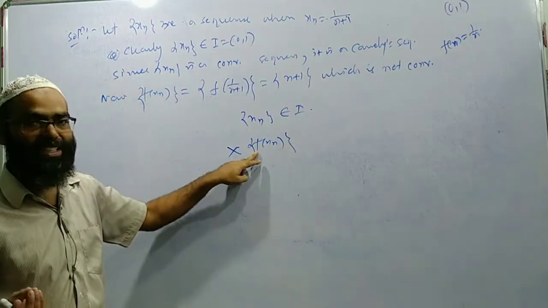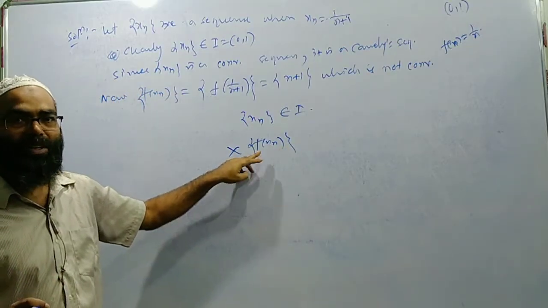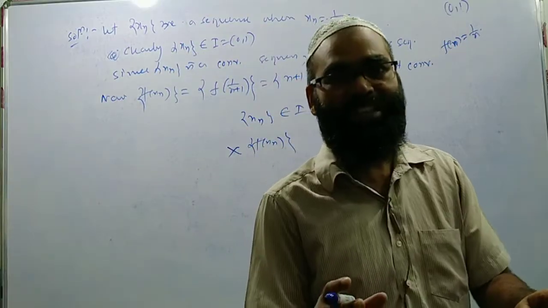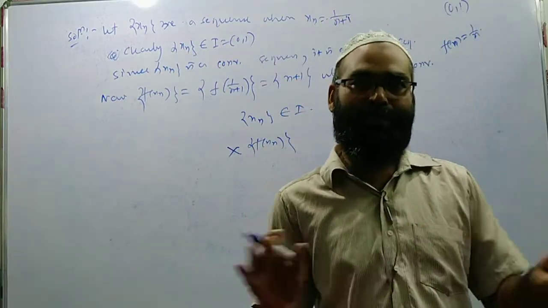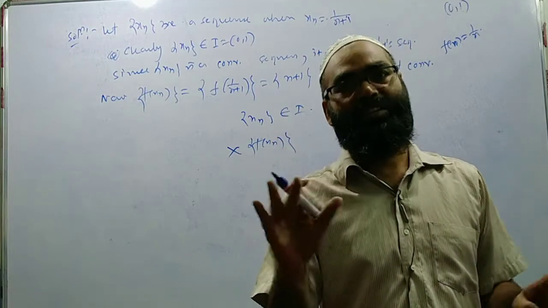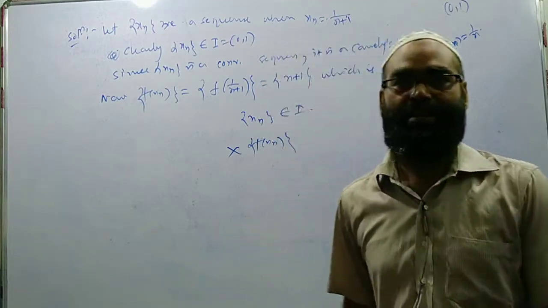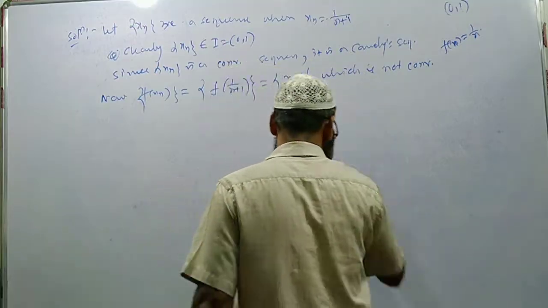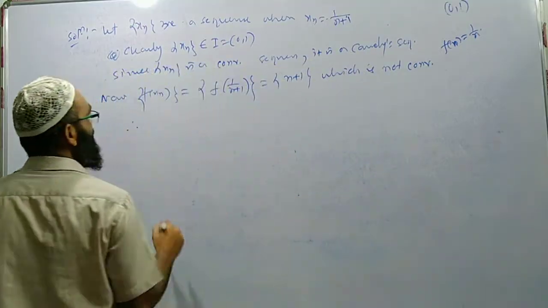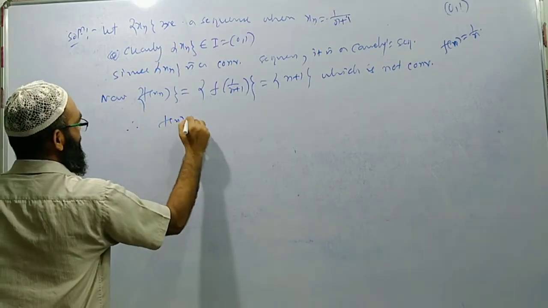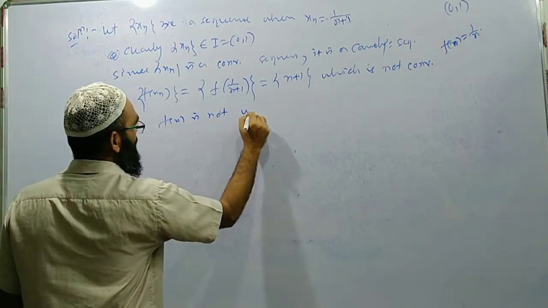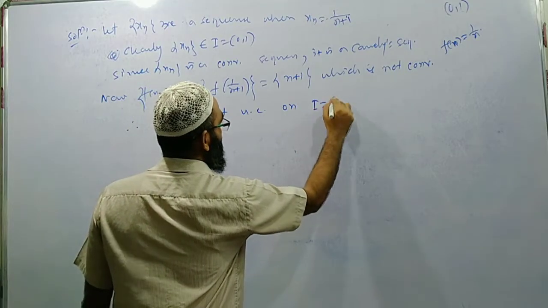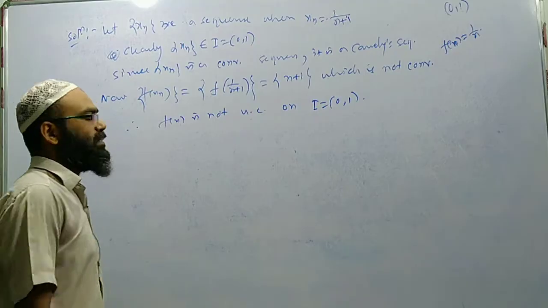So f(x_n) is not a Cauchy sequence, and as we formally discussed, if x_n is a Cauchy sequence but f(x_n) is not a Cauchy sequence, then we can confidently conclude that f(x) cannot be uniformly continuous on the interval. Therefore, by the sequential approach, f(x) is not uniformly continuous on I. It cannot be uniformly continuous.